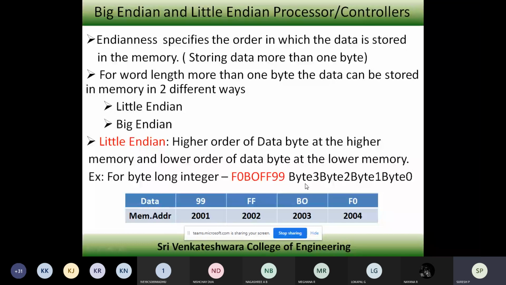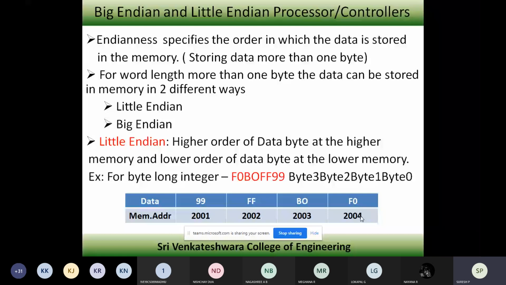Now, when it comes to the memory addresses, assume that the memory addresses I'm going to have are 2001, 2002, 2003, 2004. So these are the 4 different memory addresses which you are going to have.